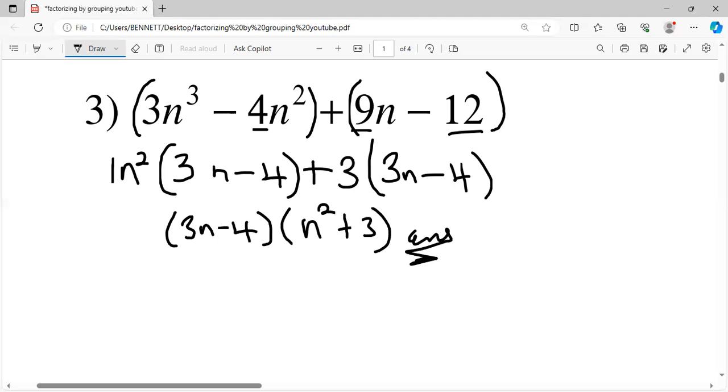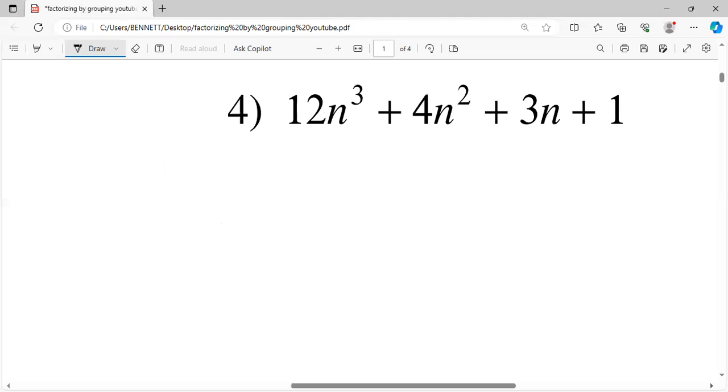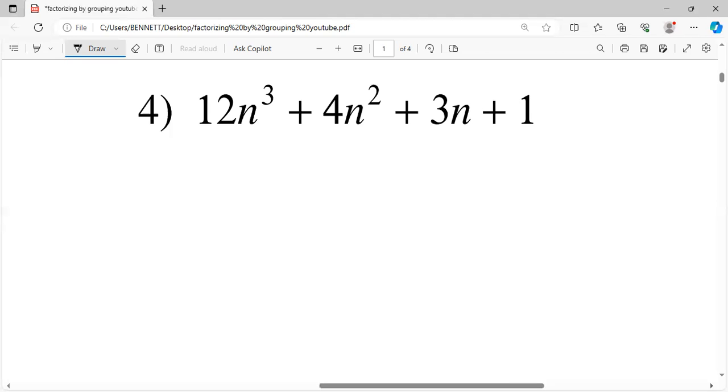Alright, let's look at number 4. Number 4 says 12n cubed plus 4n squared plus 3n plus 1.